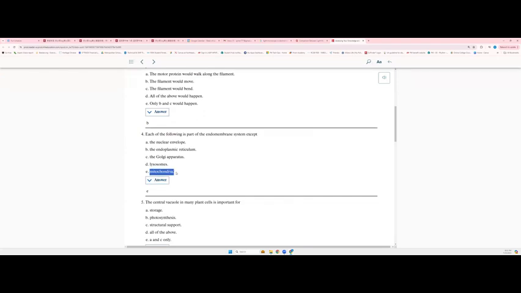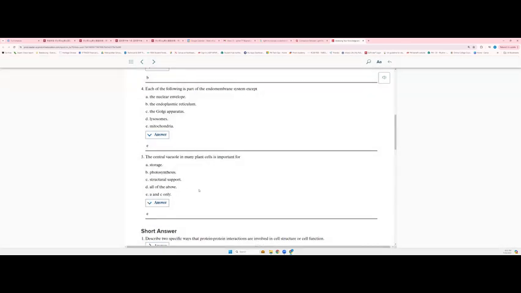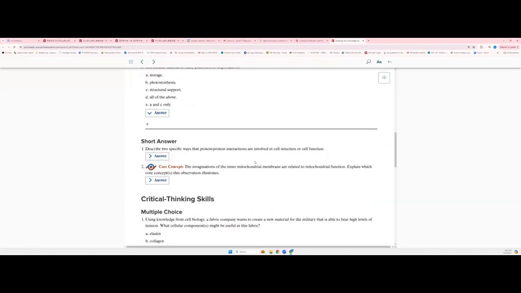Which of the following parts are in the endomembrane system except? We should choose E, right? Because mitochondria do not belong to the endomembrane system. They generate ATP and protein. The ER is important for storage. The structural support should be C. It should be E, A, and C, right? Photosynthesis does not happen in a vacuole. It happens in the chloroplast.